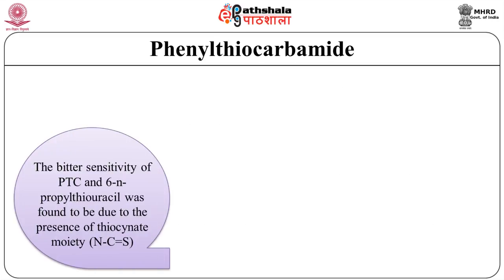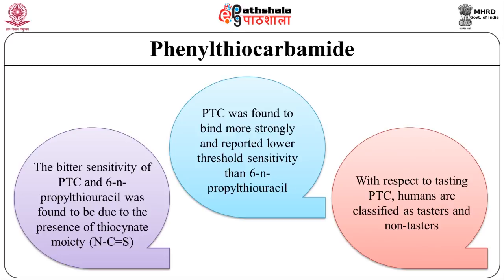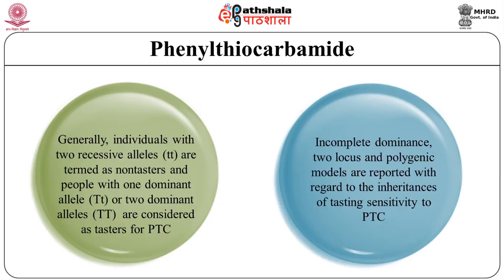The bitter sensitivity of PTC and 6-N-propylthiouracil was found to be due to the presence of a thiocyanate moiety, that is, with nitrogen, carbon and sulfur. PTC was found to bind more strongly, with reported lower threshold sensitivity than 6-N-propylthiouracil. With respect to tasting PTC, humans are classified as just tasters and non-tasters. Generally, individuals with 2 recessive alleles are termed non-tasters, and people with 1 dominant allele or 2 dominant alleles are considered to be tasters for PTC.